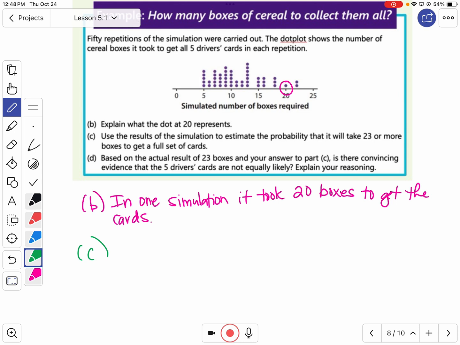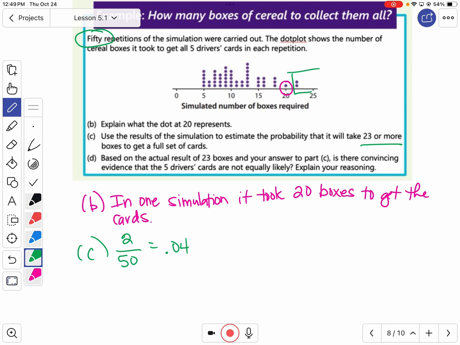So we're just going to look at this data. How many dots are 23 or more? 2 out of how many dots did they tell me were on there? 50. Okay. So 2 out of 50, we'd use our calculator and just divide. 0.04. All right. So 0.04 would be our probability.